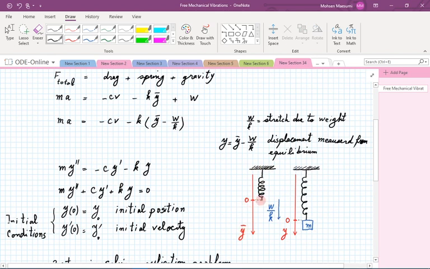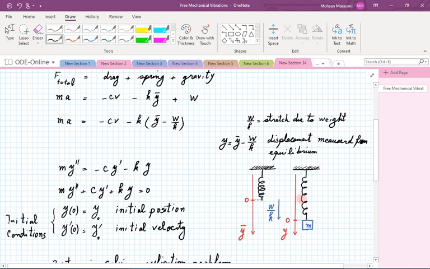The origin of this axis is at the tip of this spring. Then I attach a mass to this. The mass is going to have a weight of W, meaning it's going to exert a force of W on the spring. So that mass by itself is going to stretch the spring anyway. That stretch is equal to, by Hooke's law, the weight of this object divided by the spring constant.